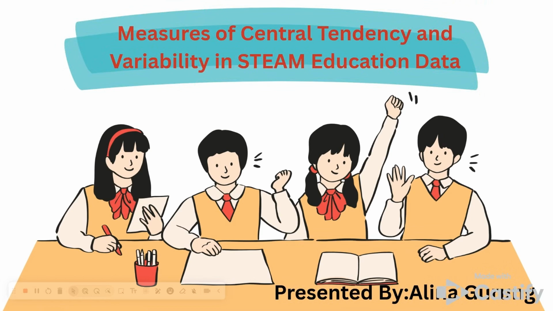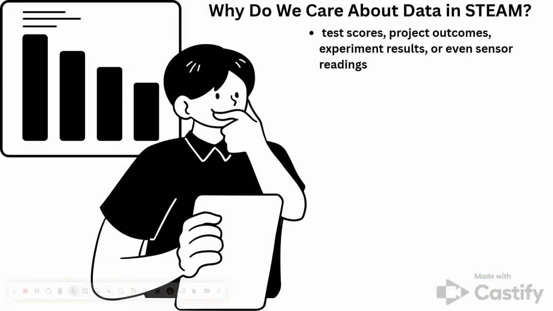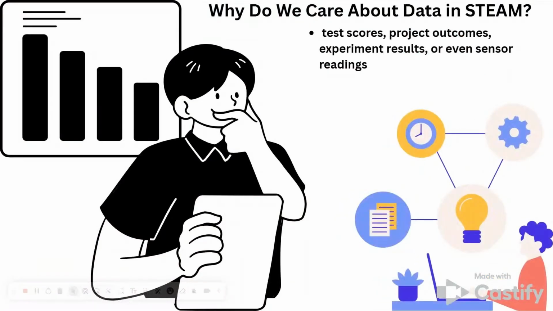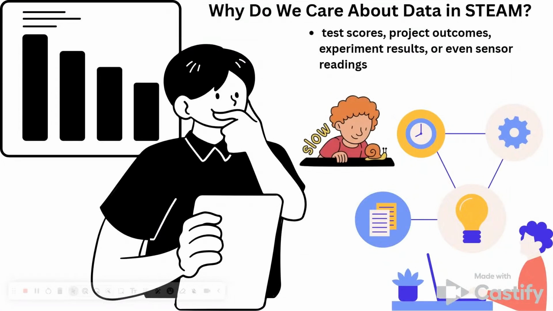In STEM education, we generate a lot of data. This data can be test scores, project outcomes, experiment results, or even sensor readings. For example, in one STEM project, some students may finish very quickly, while others may take more time. By analyzing data, we can improve teaching methods, learning activities, and innovation. Data helps us make decisions based on facts, not guesses.